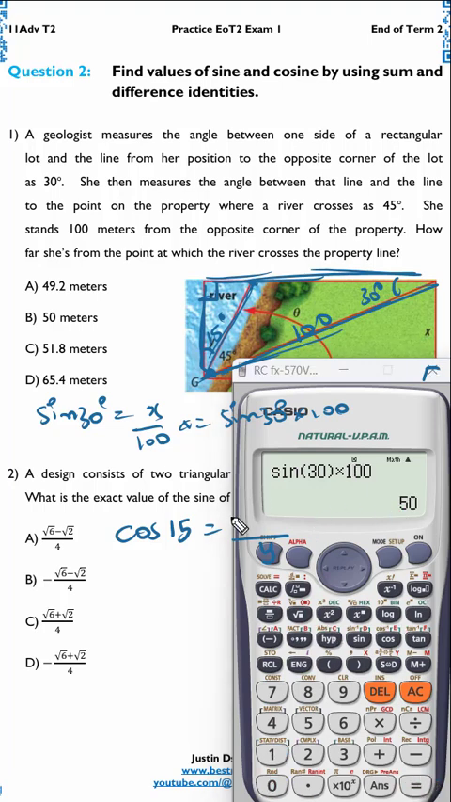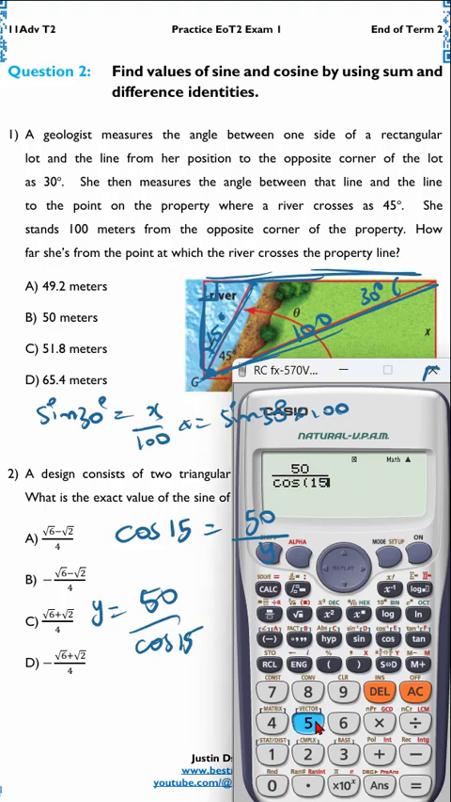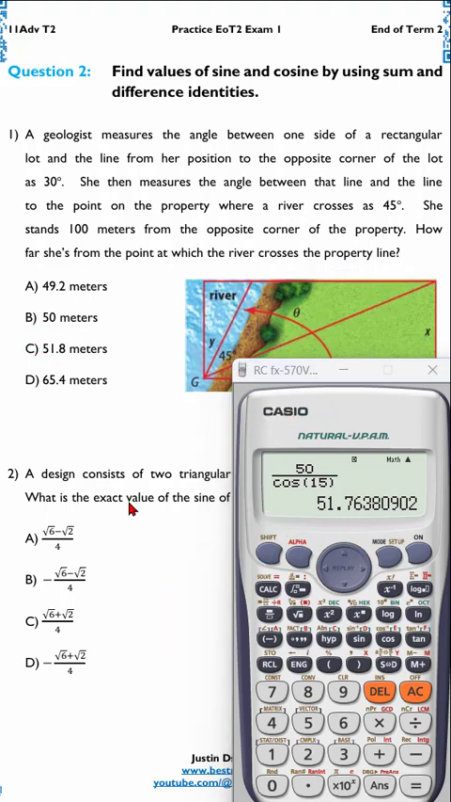Now here what do we have? 50 divided by y, but this swaps. It'll be y equal to 50 divided by cosine 15 degrees, isn't it? So we just put that in the calculator. 50 divided by cosine 15 degrees. It's already in degree mode. Close the bracket. Press equal to. The answer is 51.76. That is 51.8, option C. That'll be the correct answer.